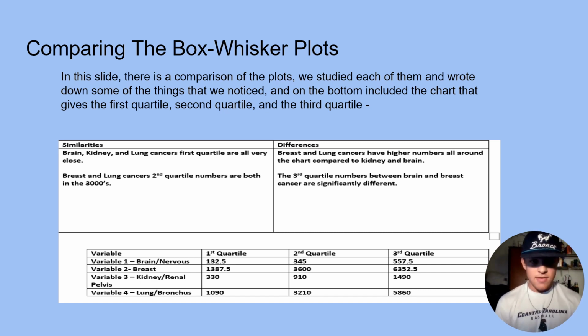So for the similarities, we found that brain cancer, kidney cancer, and lung cancer, all of their first quartile numbers were pretty close. And then breast and lung cancer second quartile numbers were both in the 3,000s, so they were pretty similar. And then for the differences, we found that breast and lung cancers have higher numbers all around the chart compared to kidney and brain. And another difference is that the third quartile numbers between brain and breast cancer are significantly different.